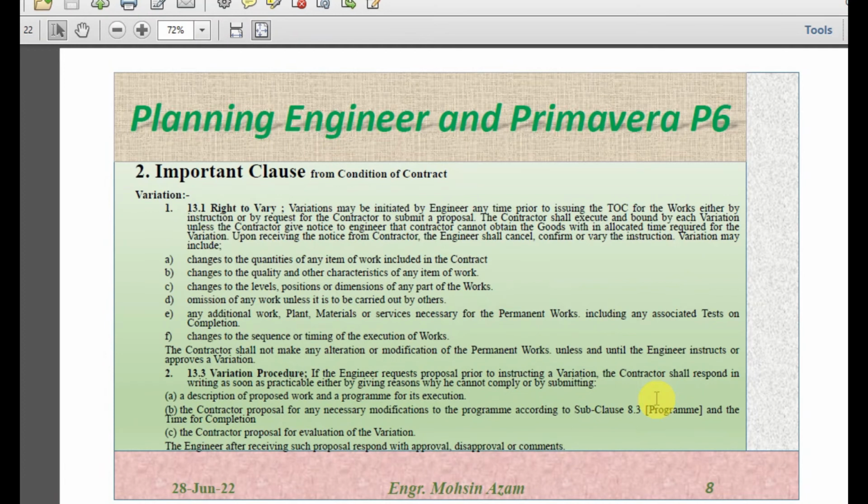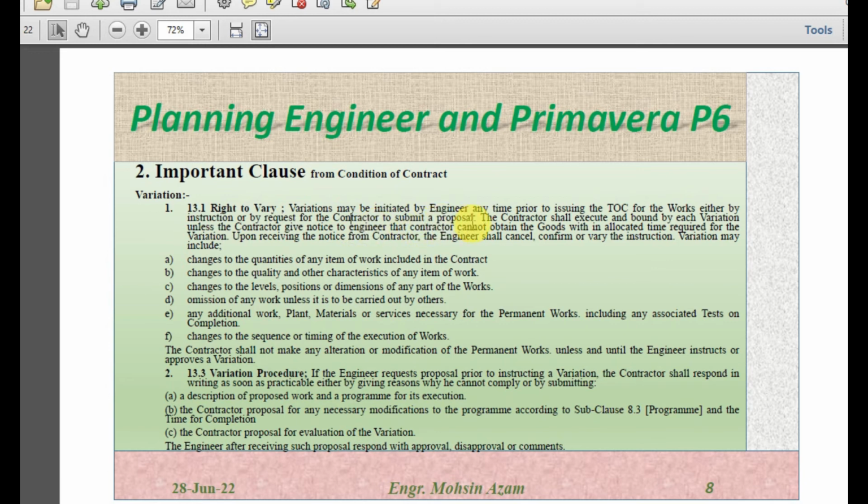Next one is variation. What is variation? Variation is a change in the scope of work or any additional work which is instructed by the engineer. So first of all, we will discuss here 13.1, which is right to vary. As is written here, variation may be initiated by the engineer at any time prior to the TOC of the work, either by instructing or by requesting the contractor to submit a proposal.